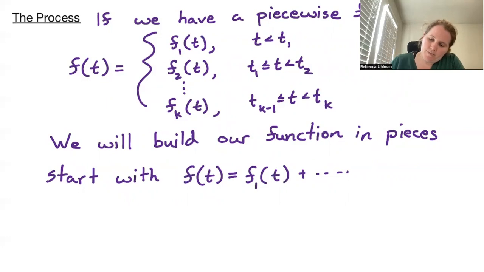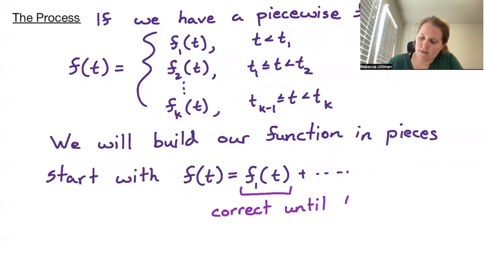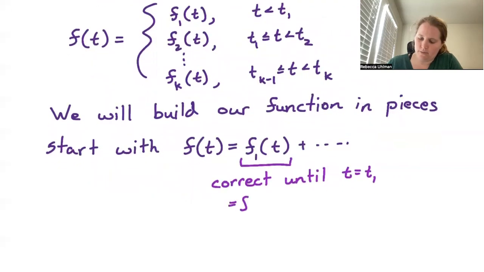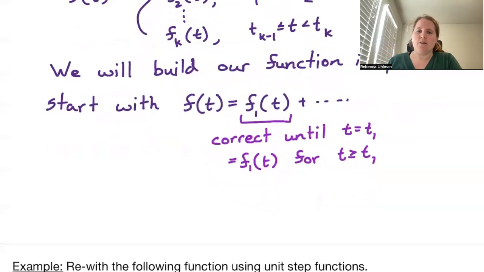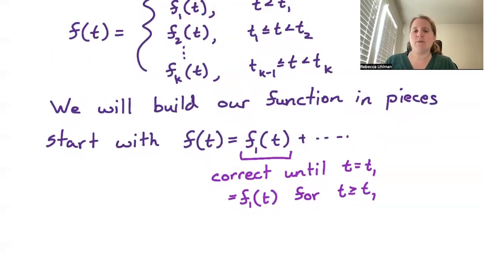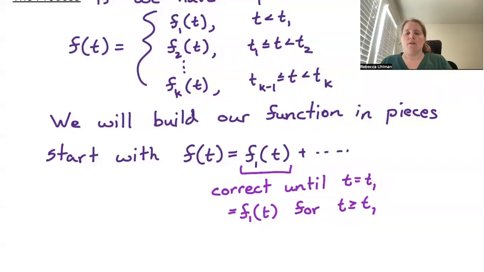At this point, this first part is correct until t equals t1. And then it's equal to f1 of t for t greater than or equal to t1. So that's not what we want. So now what we need to do is correct for our next step. So now we will do a correction for the next component. I need to give myself plenty more space, one moment. And so the next stage, let's make it so that it's correct all the way up through t2.